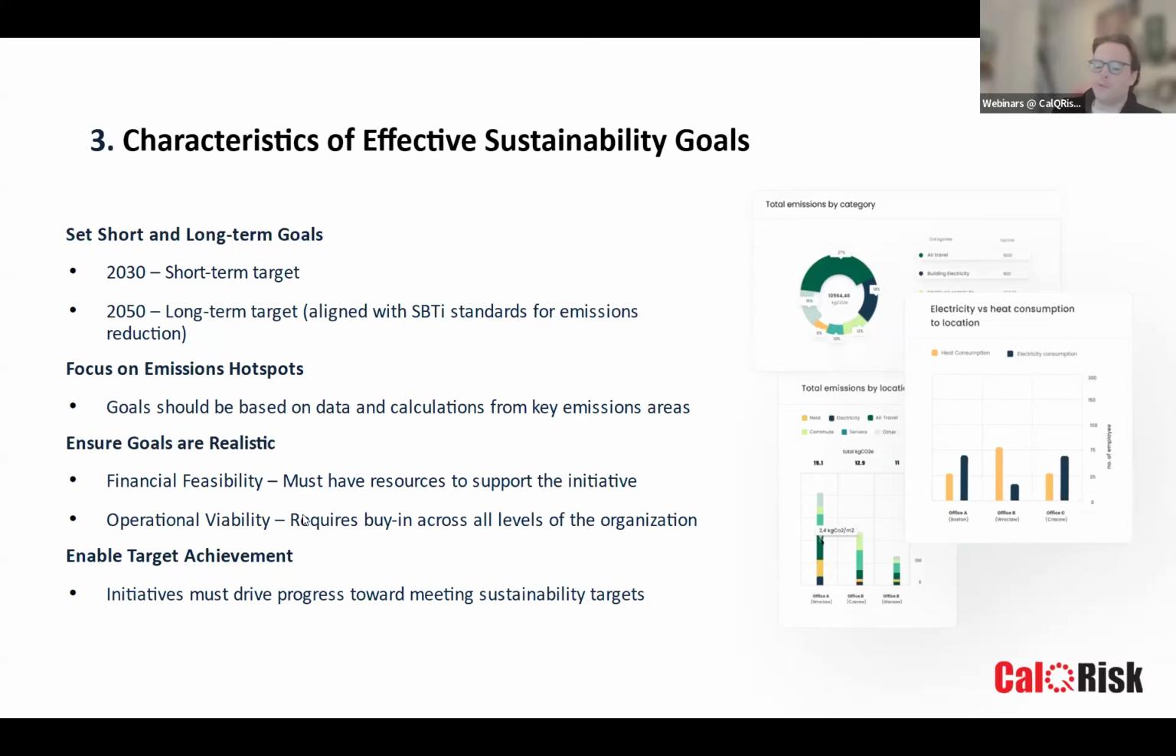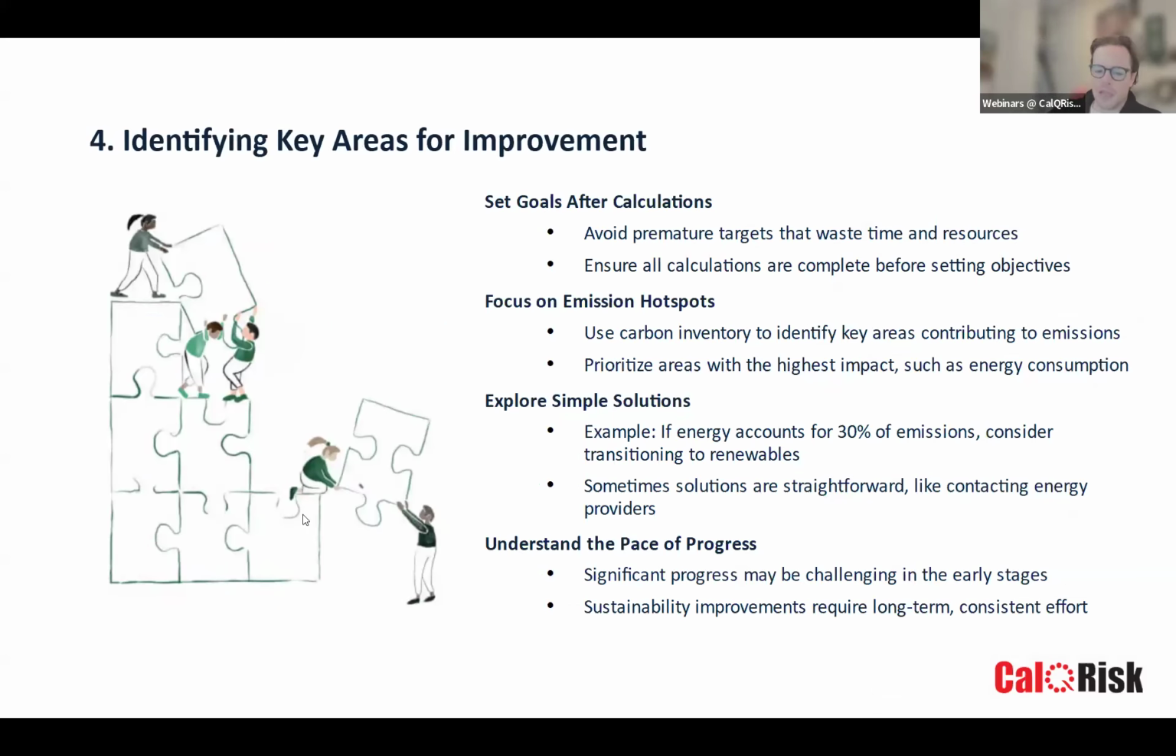So as we move on to the next slide, identifying key areas for improvement. As we've mentioned, your goals should only be set post calculation. Once they're complete, there's no real point even discussing goals or targets until you have at least 75% of your emissions measured. Otherwise, it's really just a bit of wasted time, unfortunately, and resources.